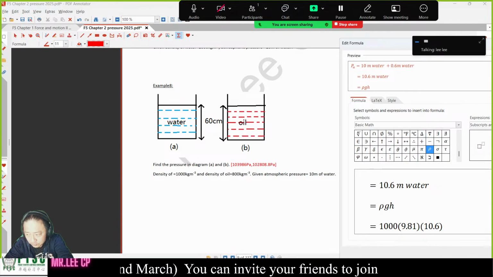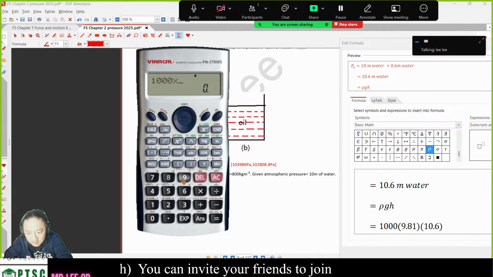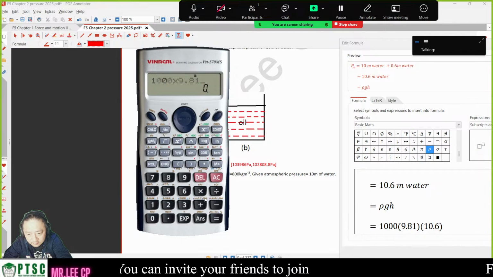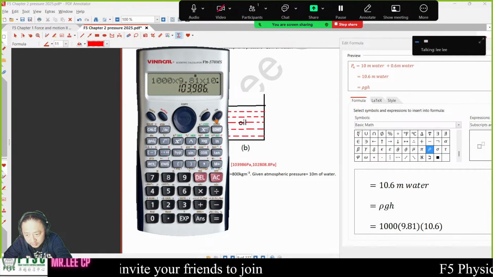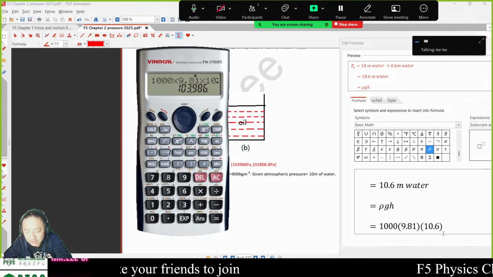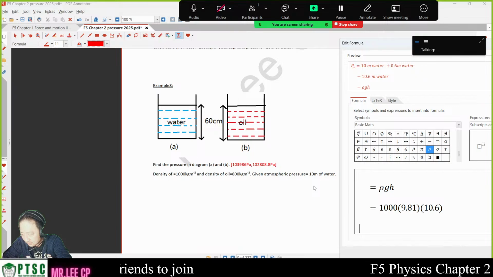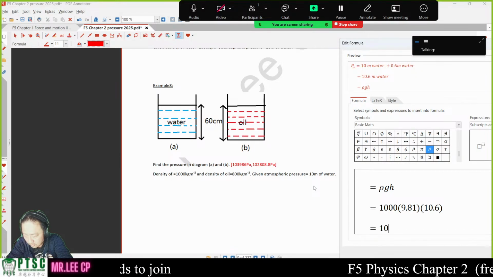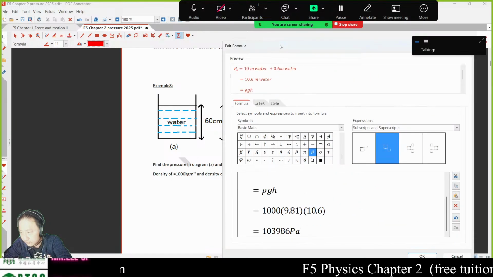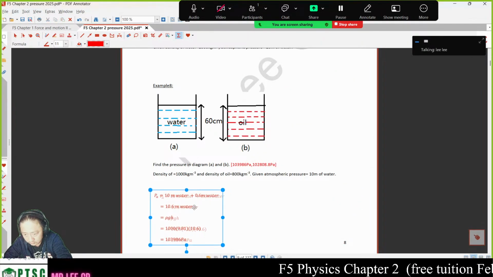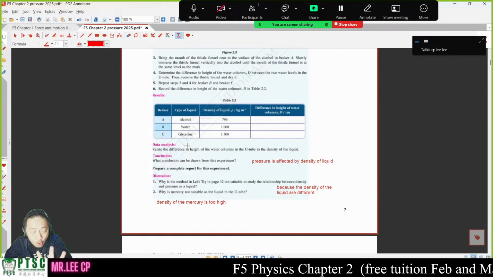So we try to calculate 1000 times 9.81 times 10.6. How much will we get? 103986. Unit Pascal. Pressure at point A.